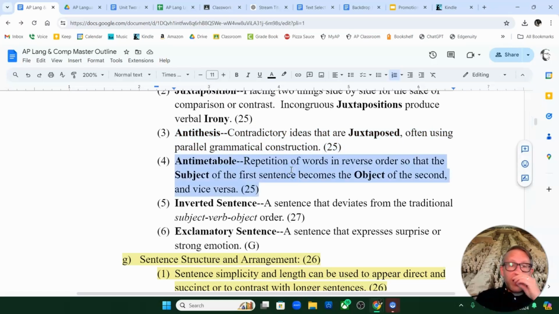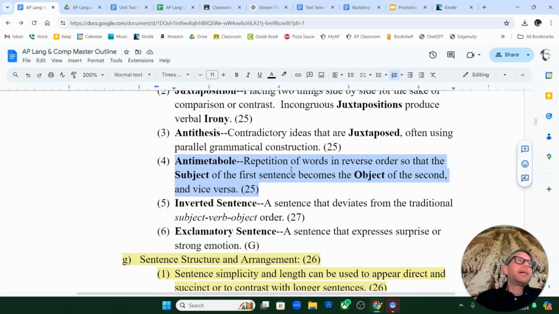Our third from last one here is, and again, as I've said to you before, I'm not good on pronunciation, and I don't know how these things are pronounced, so we'll just pronounce them the way it looks. Antimetabole, I think, maybe, something like that, who knows. So this is the repetition of words in reverse order so that the subject of the first sentence becomes the subject of the second and vice versa.